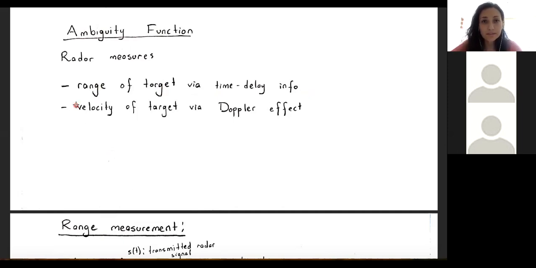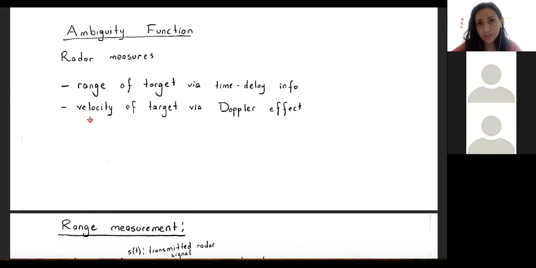Another place where radar is very useful is to understand the velocity of a moving target towards a radar system. For example, that's used to measure the speed of cars through radar systems. This measurement relies on the principle of the Doppler effect, and we're going to discuss that as well. And the ambiguity function will tell us what the trade-offs are between measuring these two things at the same time.